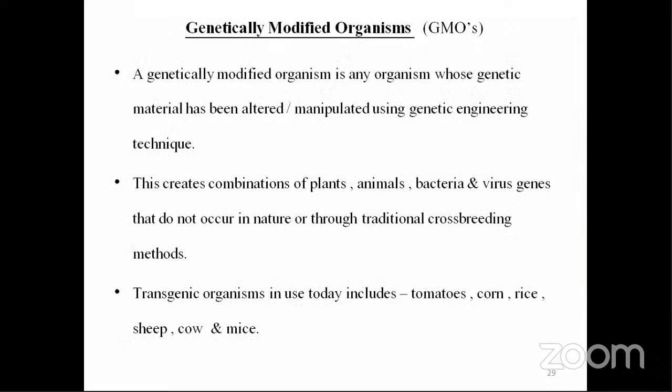Then what are GMOs? That is genetically modified organisms. A genetically modified organism is any organism whose genetic material has been altered or manipulated using genetic engineering techniques. Okay, transgenic organisms in use today include tomato, corn, rice, sheep, cow, and mice. That's why I use the word transgenic organisms, which include both plants and animals. Clear? Then this creates combinations of plant, animal, bacteria, and virus genes that do not occur in nature or through traditional crossbreeding methods. So they will not appear naturally, but through genetically modified organisms, we get all these changes and the benefits.